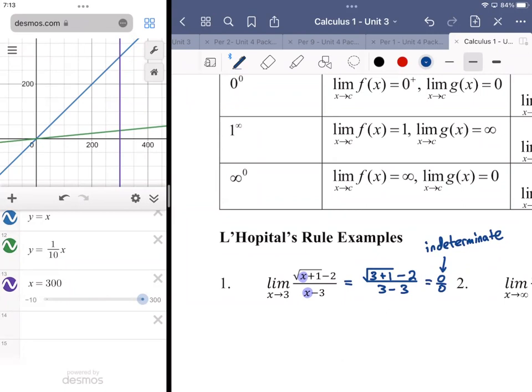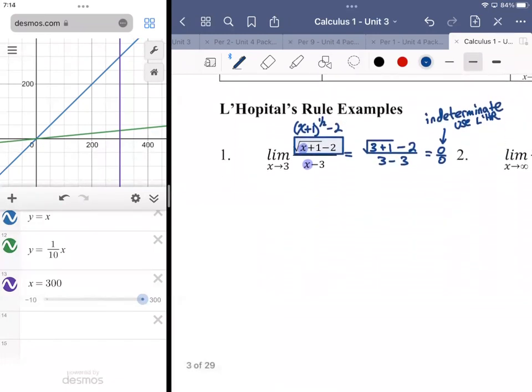All right, so invitation to use L'Hopital's rule, which I abbreviate L'HR. L'H for L'Hopital and R for rule. All right. So what do we do? We take the derivative of the top, which is going to be, well, if I rewrite this, it's x plus 1 to the 1/2 minus 2. I'm going to take the derivative of just the top first anyway.